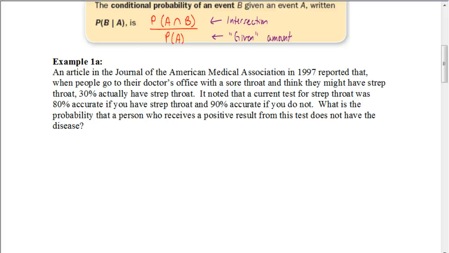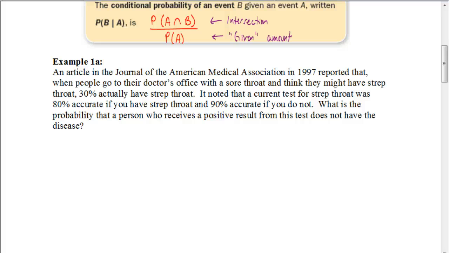Okay, so in this example it says an article in the Journal of the American Medical Association in 1997 reported that when people go to their doctor's office with a sore throat and think they might have strep throat, 30% actually have strep throat. It noted that a current test for strep throat was 80% accurate if you have strep throat and 90% accurate if you do not. What is the probability that a person who receives a positive result from this test does not have the disease?